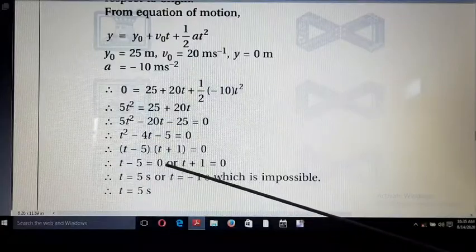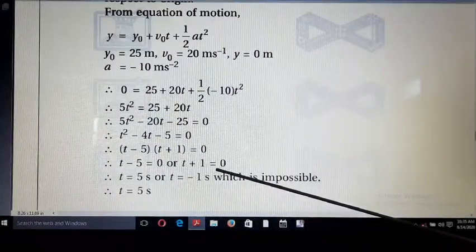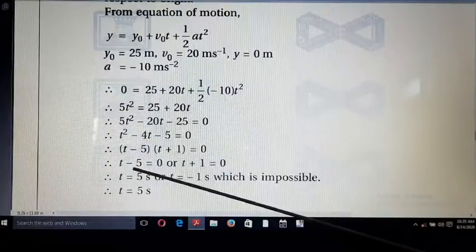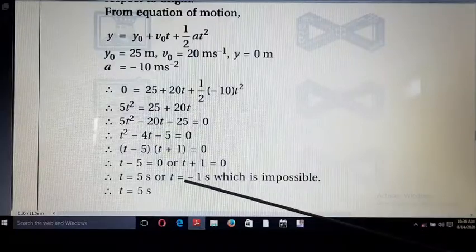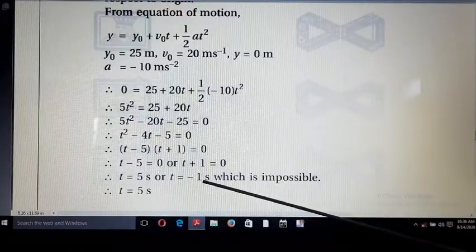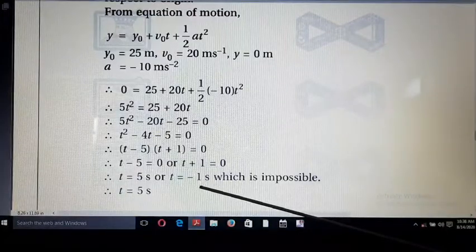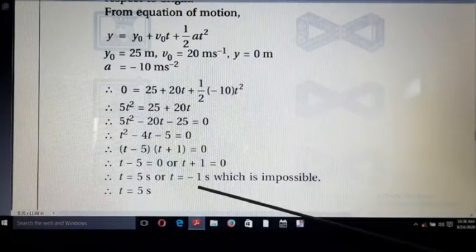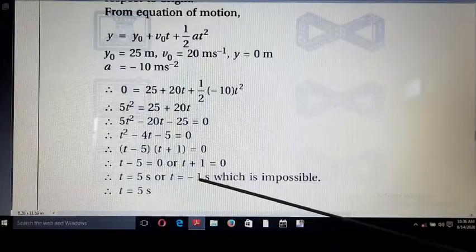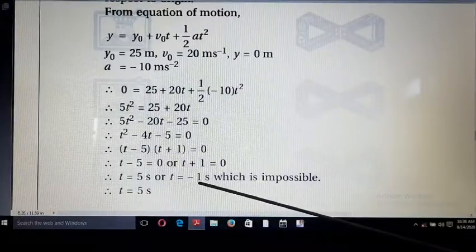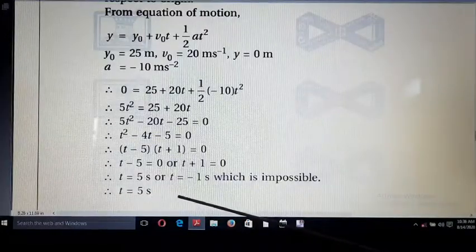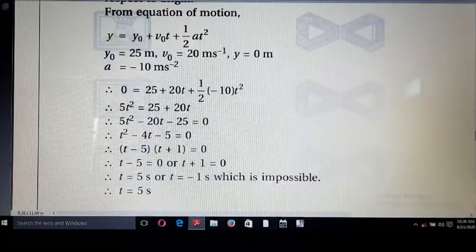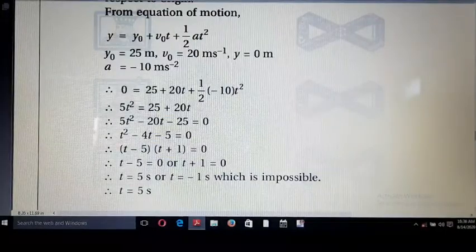Here t minus 5 is equal to 0 or t plus 1 is equal to 0. So this 5 moves to the right hand side, so t is equal to 5 seconds. And plus 1 moves to the right hand side, so t is equal to minus 1 second. But friends, time cannot be negative. So this is not possible. t is equal to minus 1 is not possible. So now we have t is equal to 5 as possible. So with this method we can find out the total time of the ball.